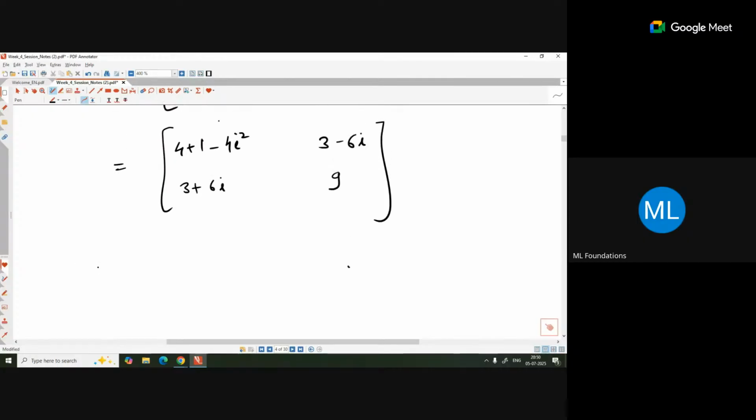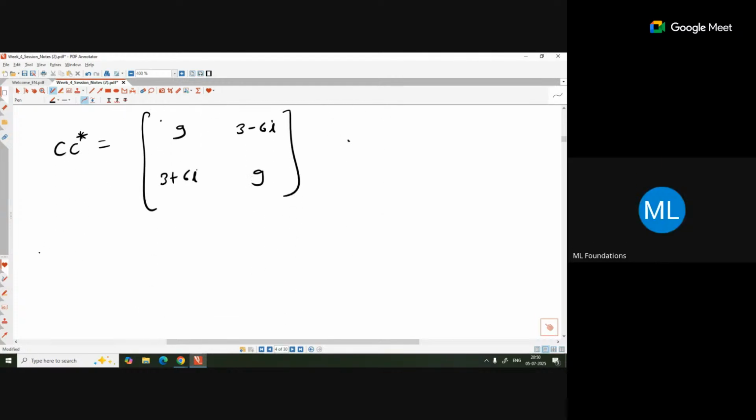So the total is 9, right? This 4i square is minus 1, so it is 9. Then 3 minus 6i, 3 plus 6i, and 9. This is your C star. What about C star C?